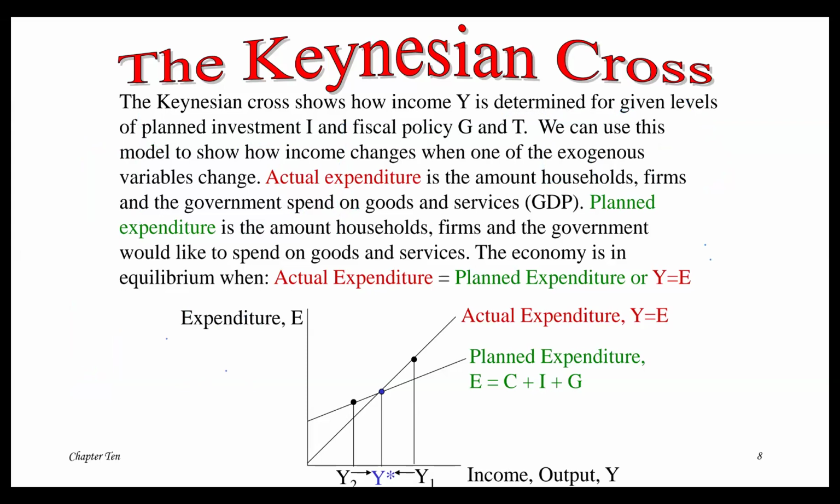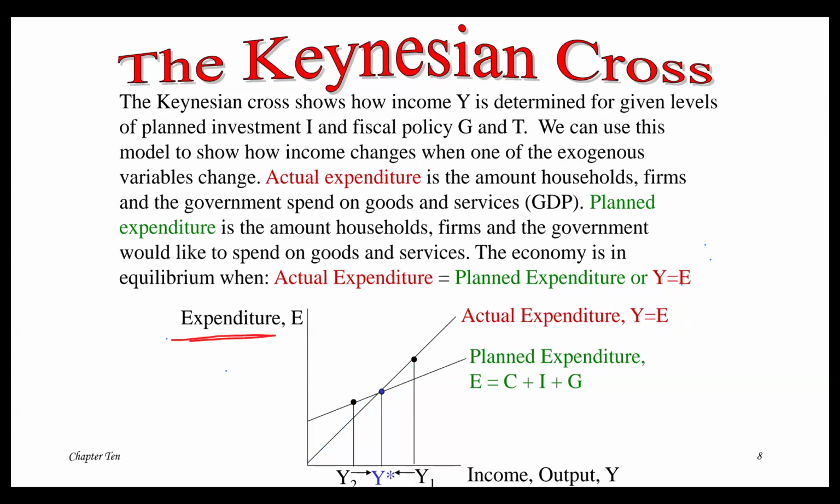Yeah, following. Having said that, actual expenditure is the amount the households, the firms, and the government spend on these goods, and it is represented by this straight 45-degree line. Then planned expenditure is the amount that these guys would want or would like to spend. So now, when you get this, then you will be fine. Everything will go well, because you'll be able to visualize properly.